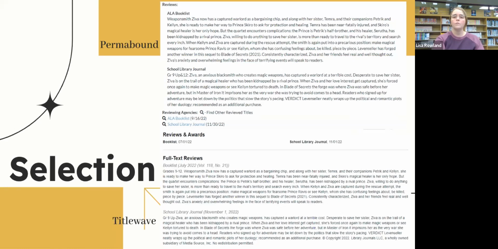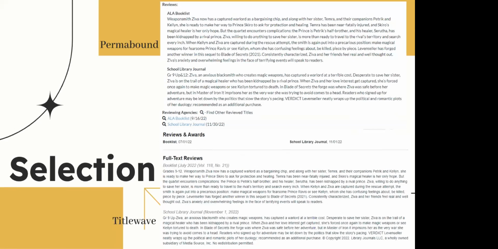They also will show you that award information on Tidal Wave. If you can see, kind of at the middle, it says reviews and awards. If there's an award, it will list it there. And I can't quite remember where it's at on Permabound. Oh, sorry, I was going to tell you it's at the bottom, but no, that's the reviewing agencies. I forget where it is as well.